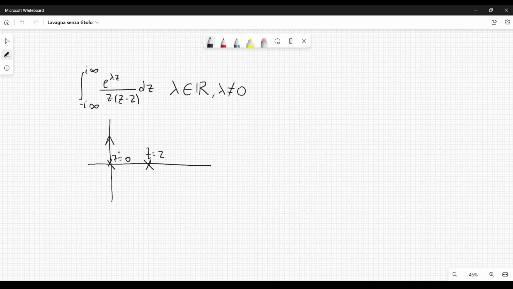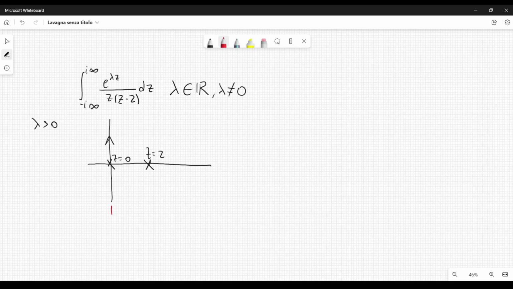And in order to perform the integration, we also have to take into account the sign of this parameter lambda. Lambda belongs to R, it is not equal to 0, but if lambda is negative or if lambda is positive, we have two different possibilities for the contour of integration. So we have different choices, and we will see that now. In particular, we will see that if lambda is positive, we have to choose the following contour of integration.